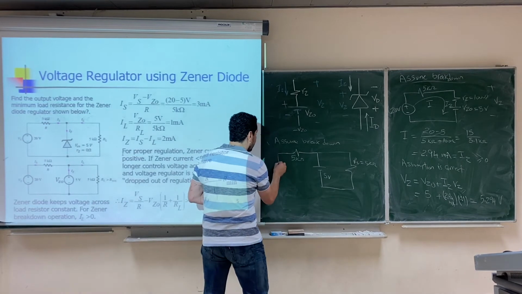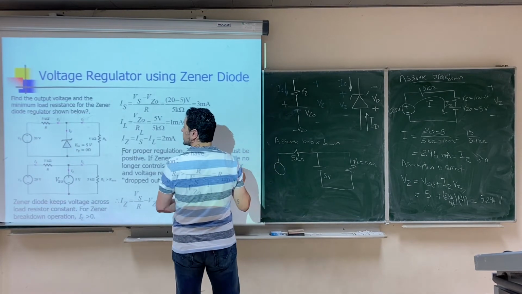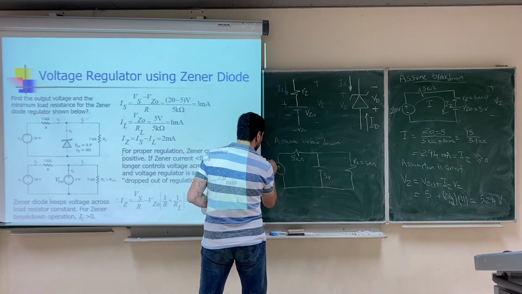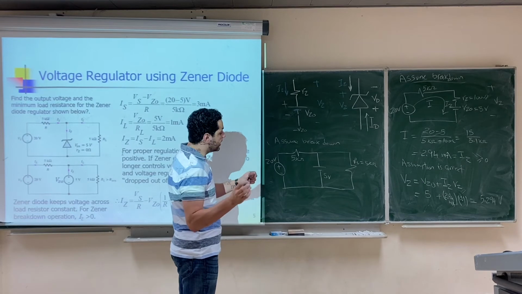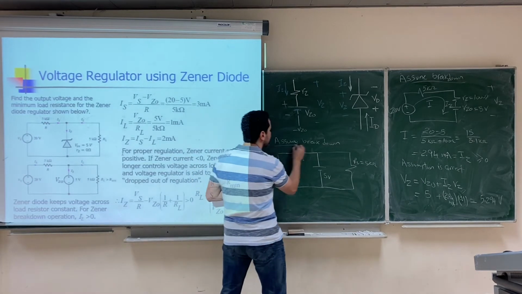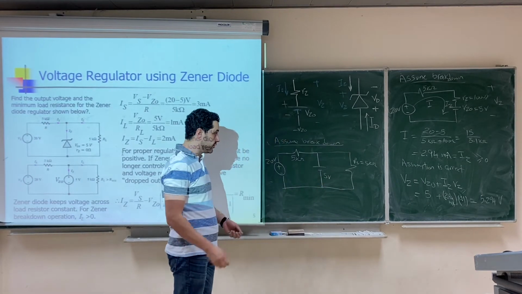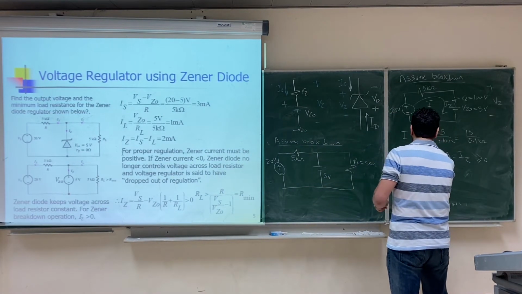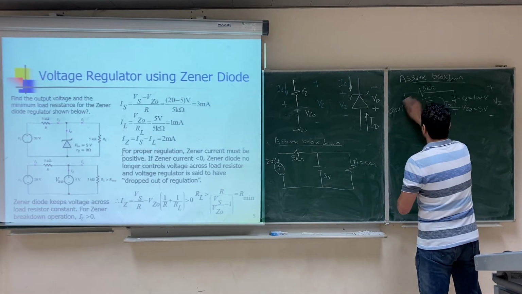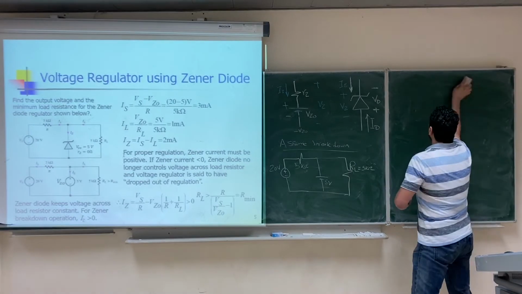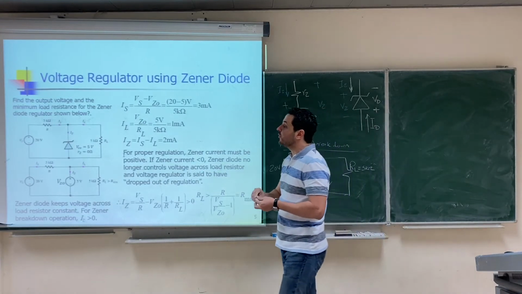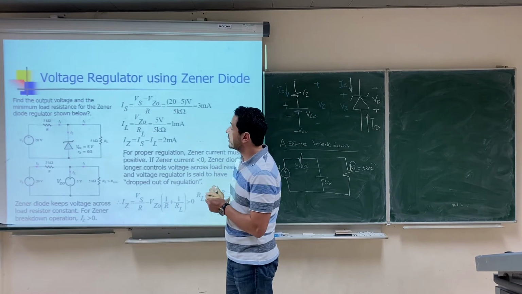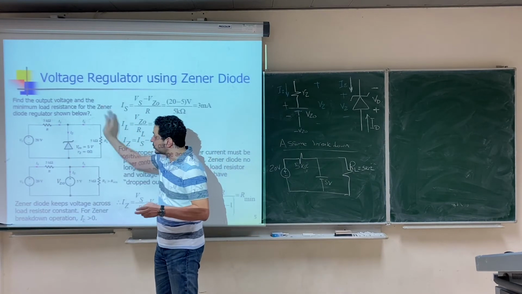So here, this is our source. Our source is 20 volt. And this is now our circuit, assuming breakdown. Assume breakdown. You have to state your assumption, don't forget. There is no resistance because RZ is 0, as we said. And now, what is required is to find the output voltage and the minimum load resistance for the Zener diode regulator shown below. We'll come to this after we solve the first part.